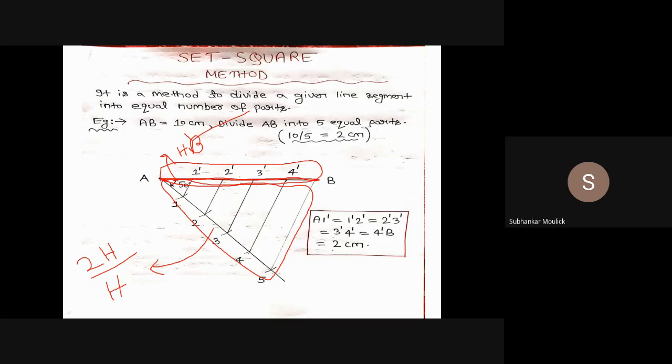So all these things will be with H or 2H pencils, and this A, 1 dash, 1 dash, 2 dash, 2 dash, 3 dash, all these things will be with HB pencil. Any doubt? No, sir. Okay, so this is all about the set square method.